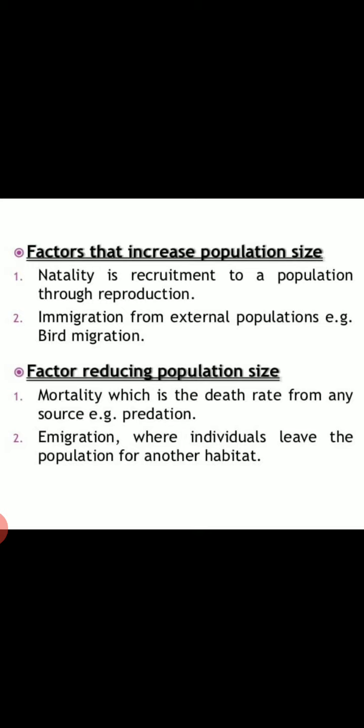And another is the factors reducing population size. Here is one factor which reduces the population size: mortality. It is again a natural process where the death of an organism takes place. Mortality is the death rate from any source, for example predation. And emigration means moving out from the original place, where individuals leave the population for another habitat. This is called emigration. So these are the two factors which reduce the population size.